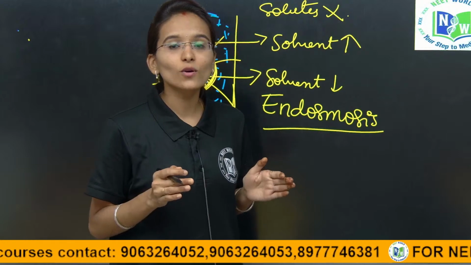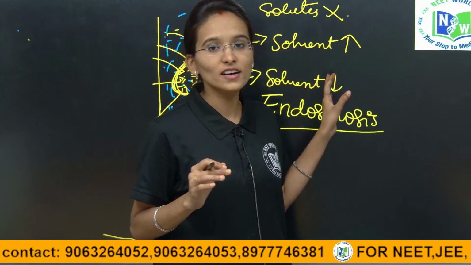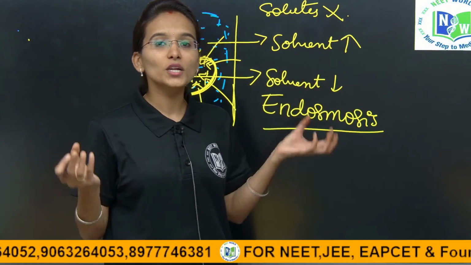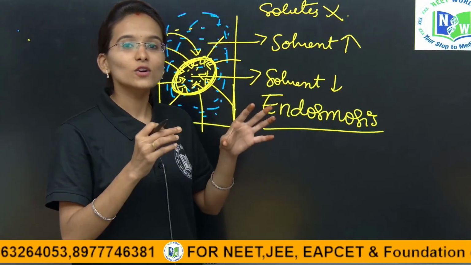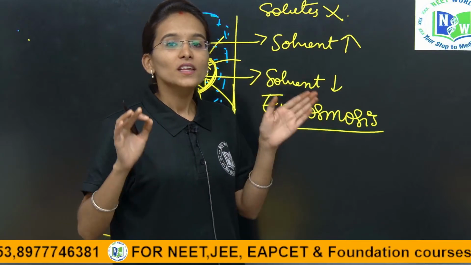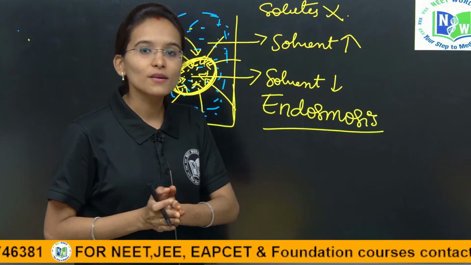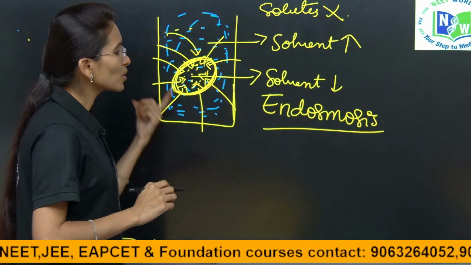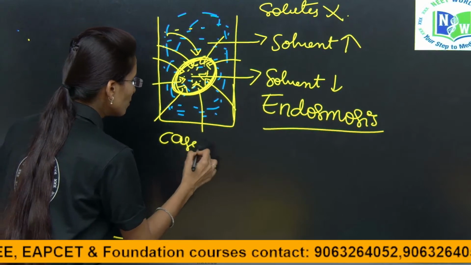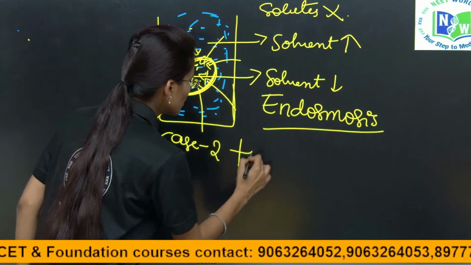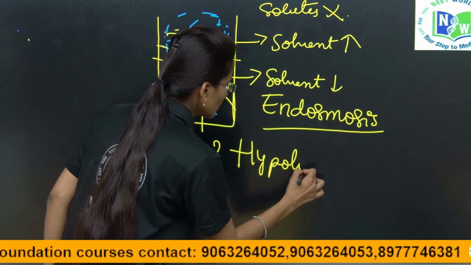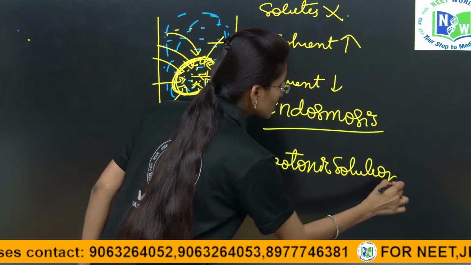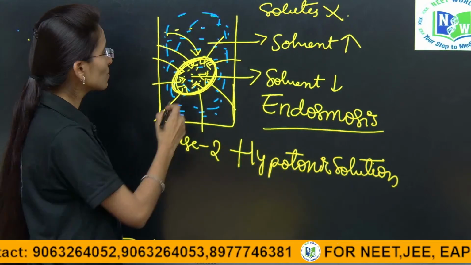In the endosmosis what happens, children? Please try to pay your attention and try to understand the concept. In the endosmosis the cell is going to gain the water, and in the exosmosis the cell is going to lose the water. That exosmosis we have observed in the hypertonic solution, and endosmosis, this complete process we can observe in case 2, that is hypotonic solution. Clear, children?